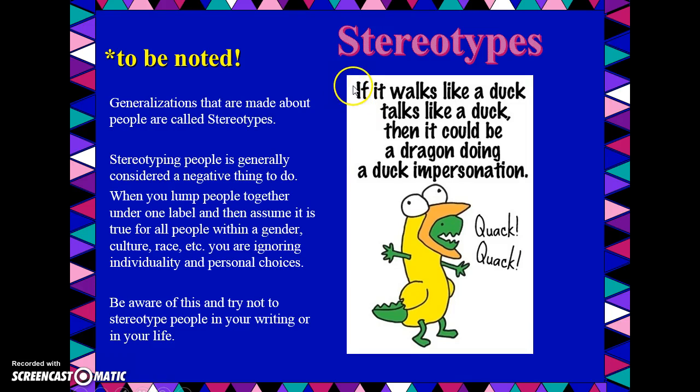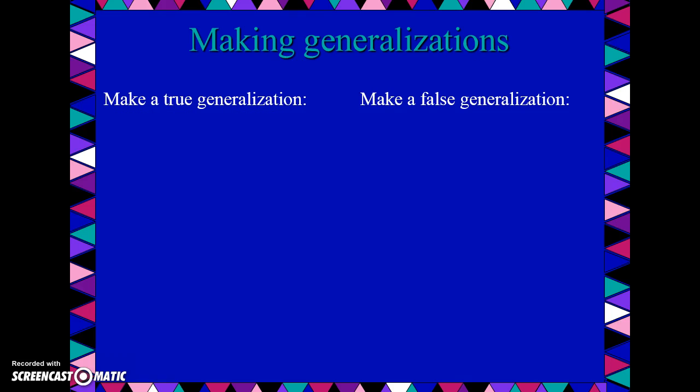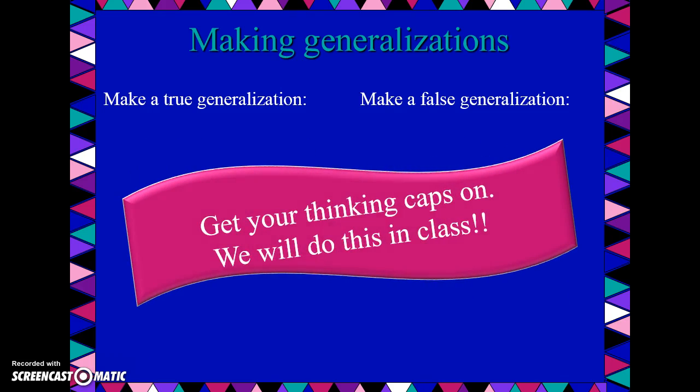Over here we've got this cute little cartoon. If it walks like a duck and talks like a duck, it could be a dragon doing a duck impersonation, so keep that in mind. Okay, moving forward, we're going to look at this activity when we come back to class. But for now, just get your thinking caps on and maybe start getting some ideas down on paper if you want to. We're going to look at different types of generalizations, making true generalizations and making false generalizations.